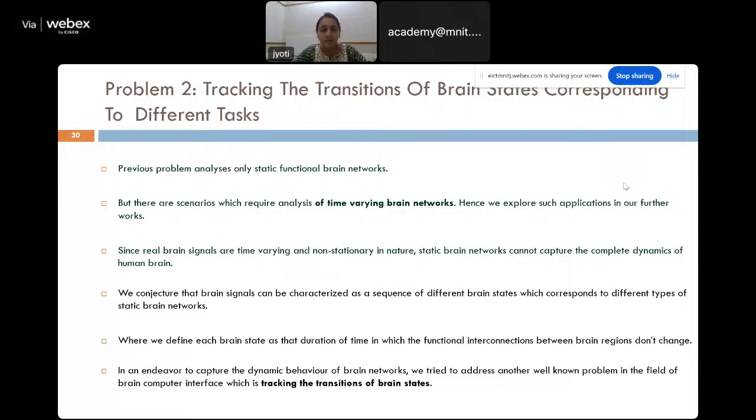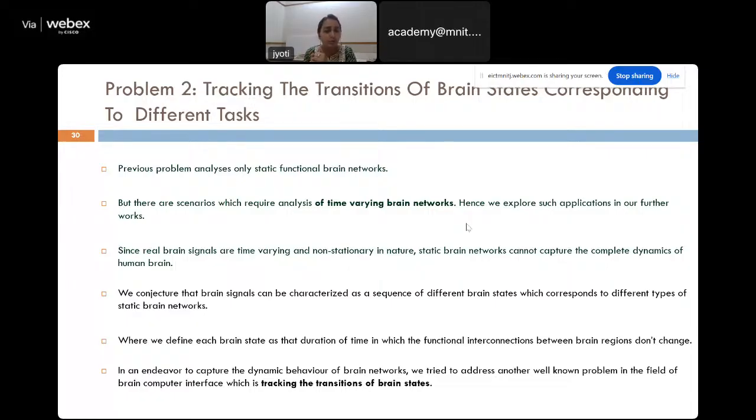Inspired by this thought, we have proposed time varying brain networks. What do I mean by time varying brain networks? Over a period of time, the brain networks will be continuously changing, and we just want to see how my brain transitions from one state to the next state, whether it is moving slowly, or how it is doing the transition between different brain states corresponding to different tasks.